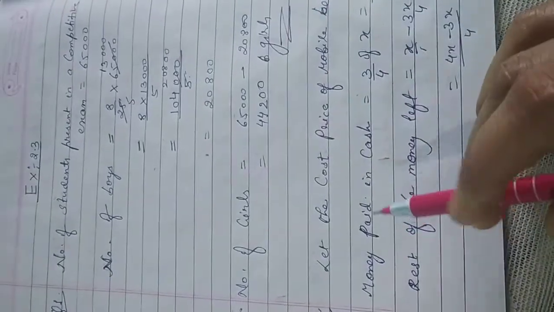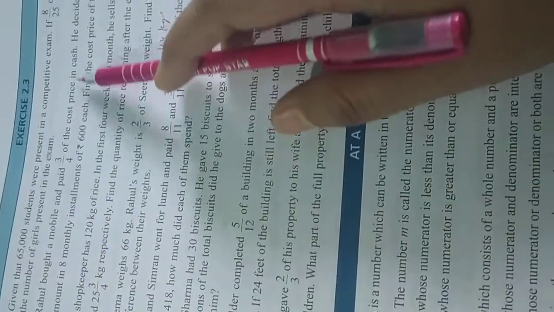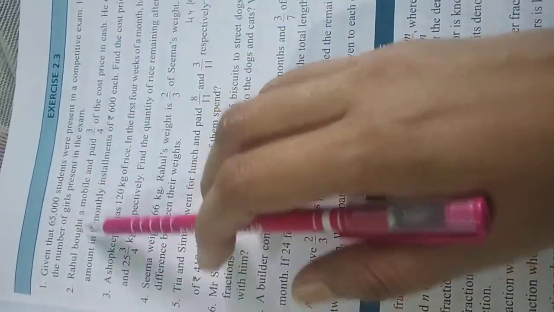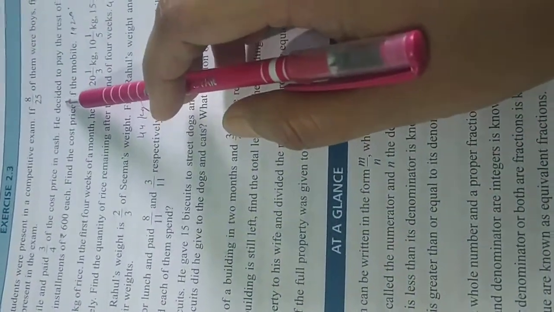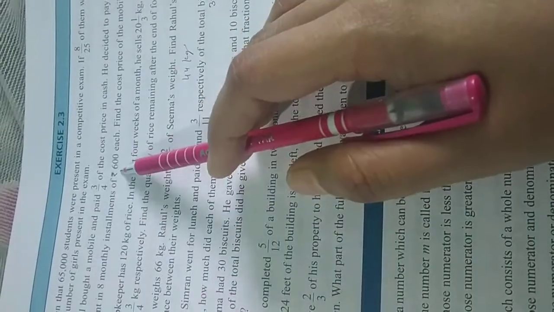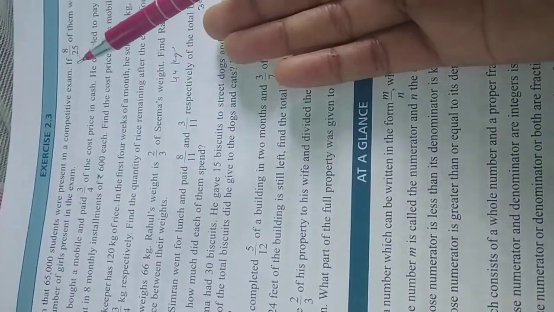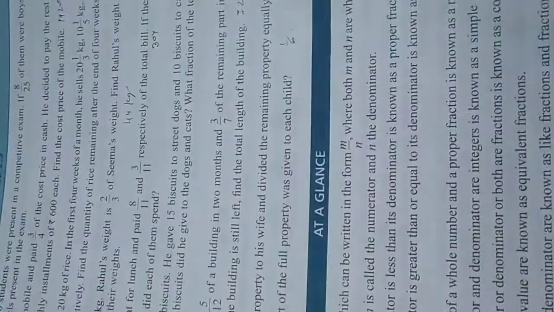Now the next question. Rahul bought a mobile and paid 3 by 4th of the cost price in cash. Means he bought a mobile but in cash he has paid only 3 by 4th of the cost price. And he decided to pay the rest of the money in 8 monthly installments of rupees 600 each. Find the cost price of the mobile.